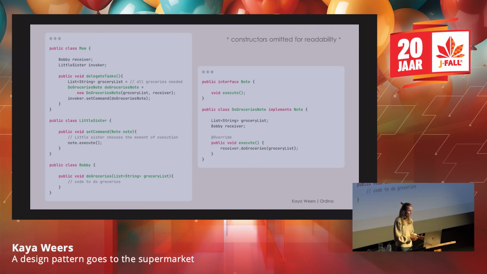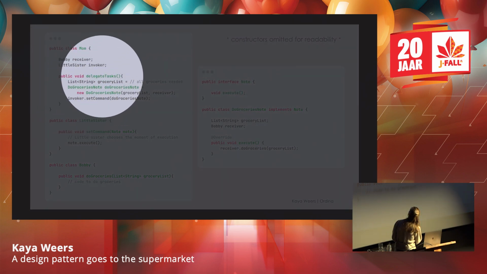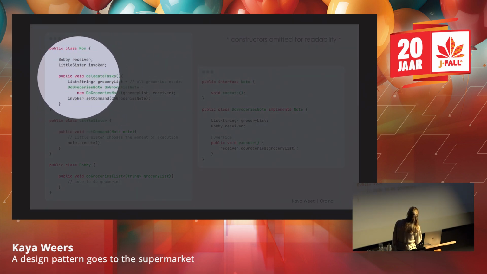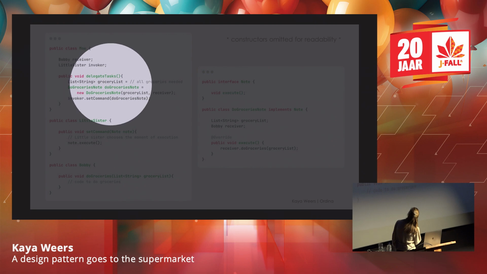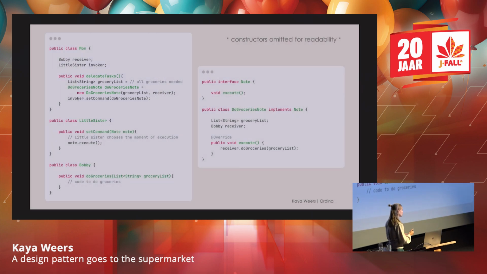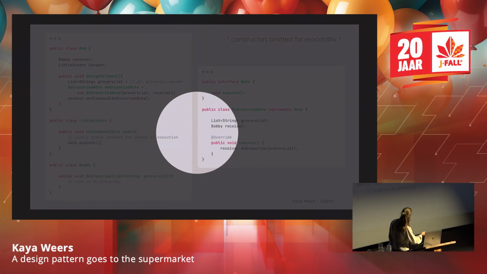And this code is not working code. There's no constructors. Some initializations are not done, but it's just to give you an idea. So you'll see that mom knows the most. She knows the receiver, she knows the invoker, and she will create that node object, like the command, with all the information. So on the right, we'll see the details about that object.